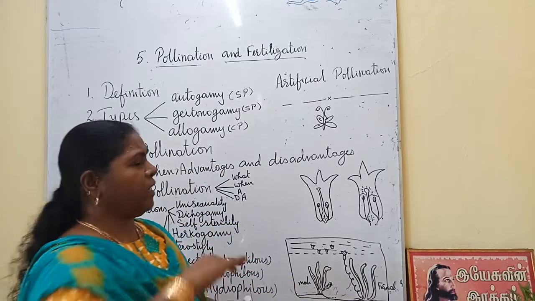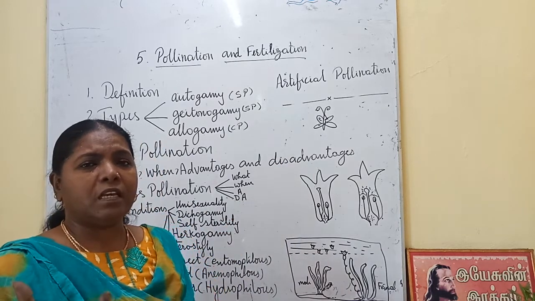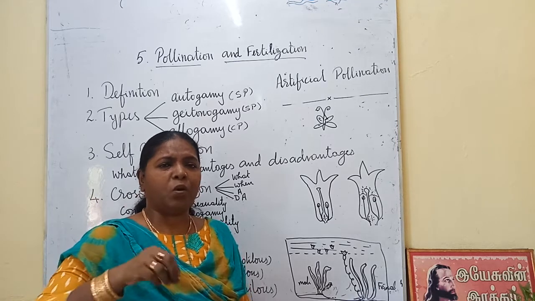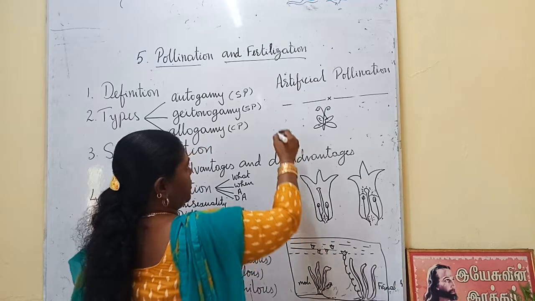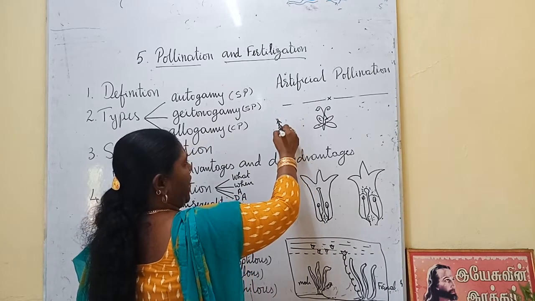When it sits on the petals, the pollen grains will be there on the petals. Sometimes we can see the petals covered with yellow-colored dust. They are nothing but pollen grains. If you observe the leg of the insect, it will have a hairy structure.